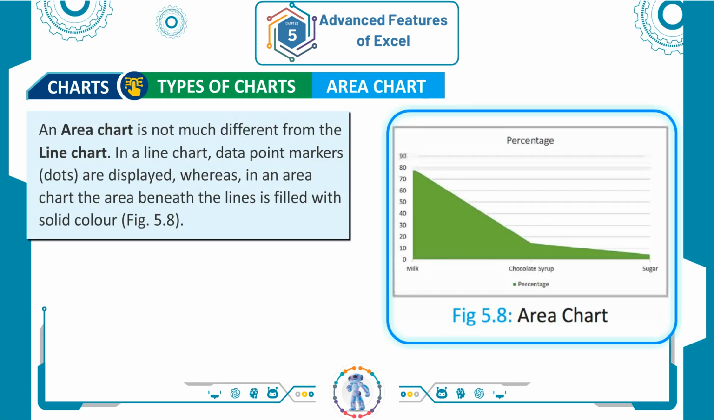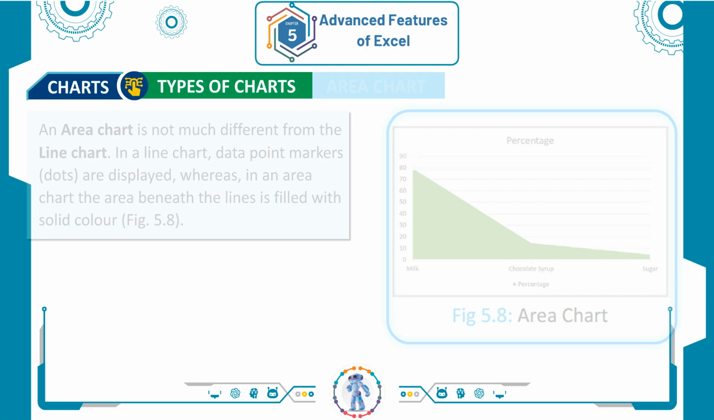Area chart. An area chart is not much different from the line chart. In a line chart, data point markers, dots, are displayed, whereas in an area chart, the area beneath the lines is filled with solid color.